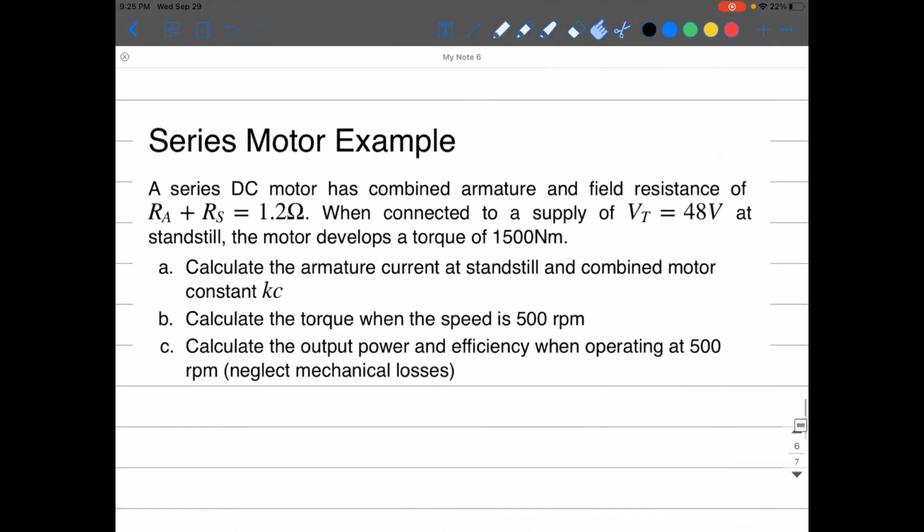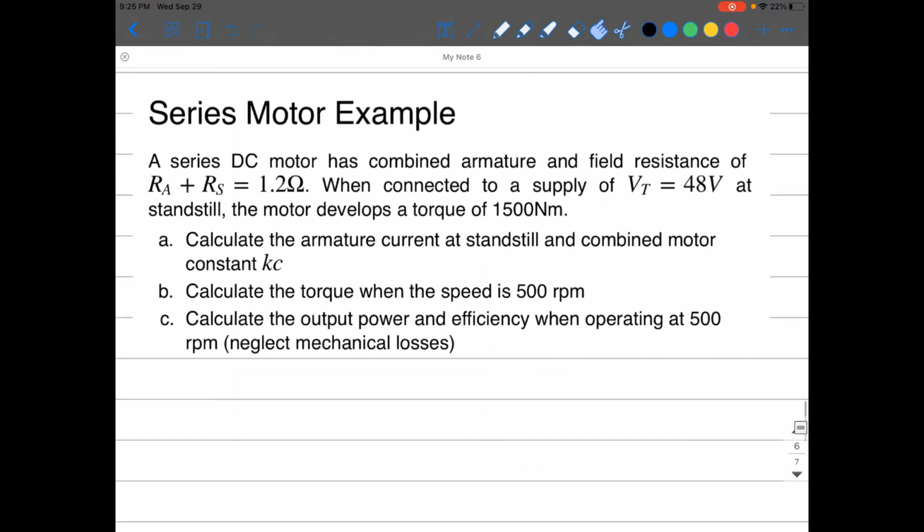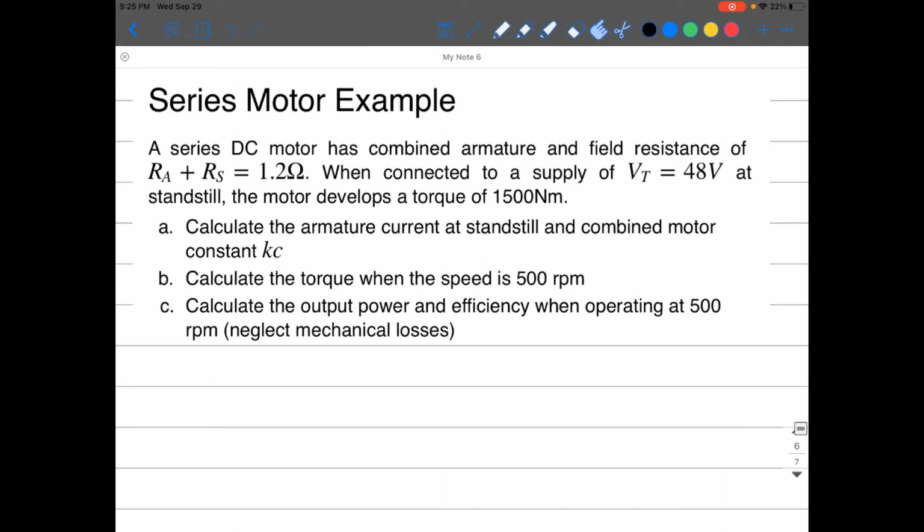Okay, guys. That is the second one we've been trying to solve here. The second one is talking about a series motor. The first one was a separately excited machine, and the other one now is the series DC motor.